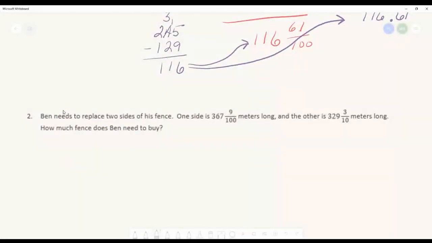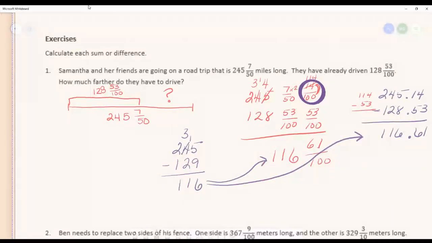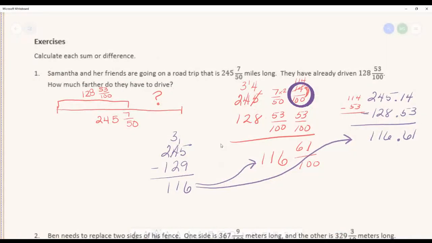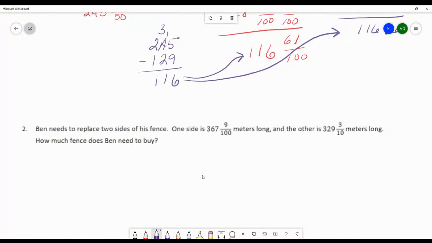Okay, let's look at number 2. Number 2 says Ben needs to replace two sides of his fence. One side is 367 and 9/100 meters long, and the other is 329 and 3/10 meters long. How much fence does Ben need?